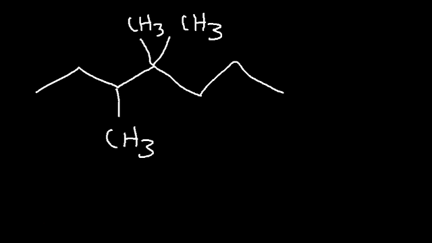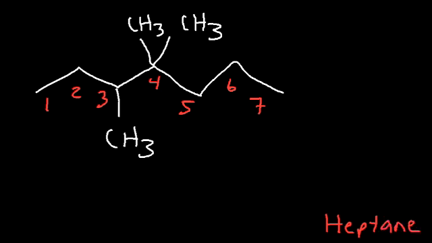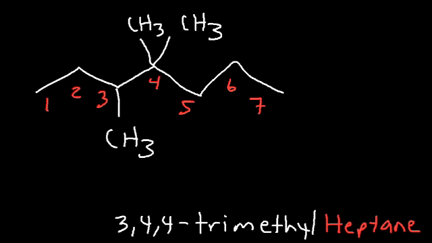So this is going to be 1, 2, 3, 4, 5, 6, 7. And 7 is for heptane, so that's going to be the parent name. And we have 3 methyls, so it's going to be 3, 4, 4 trimethyl. So 3 comma 4 comma 4 dash trimethyl heptane. And so that's how you name it. So let's try this example.